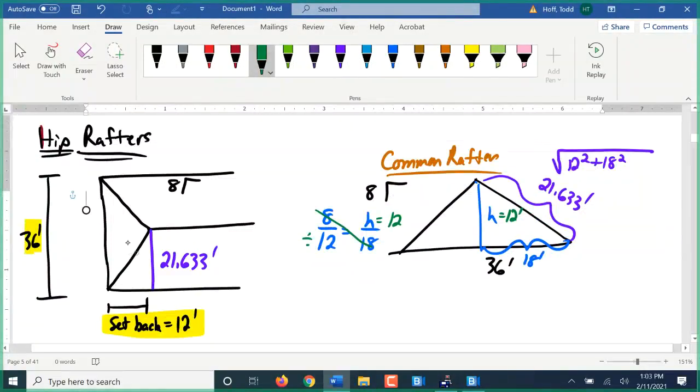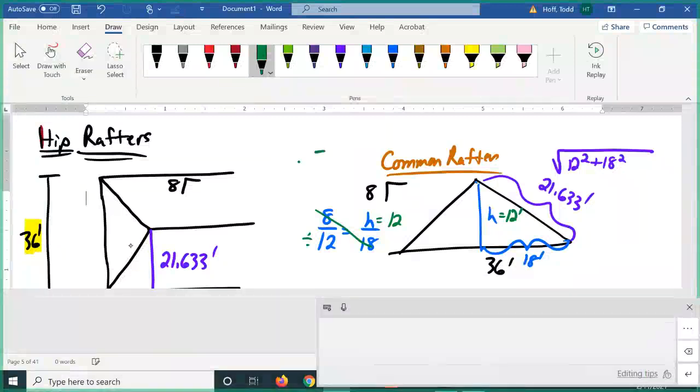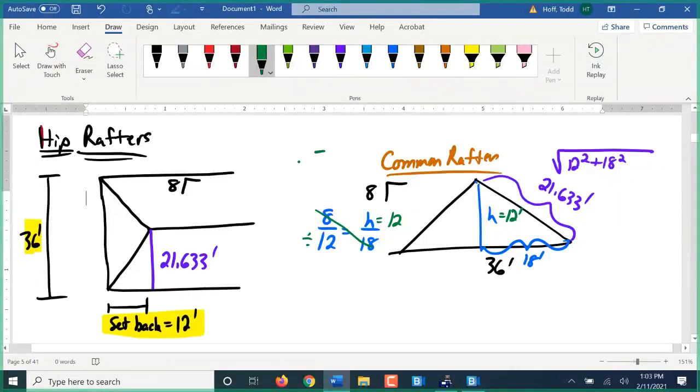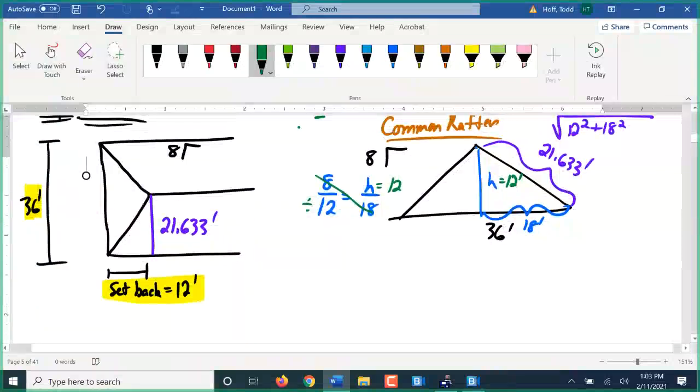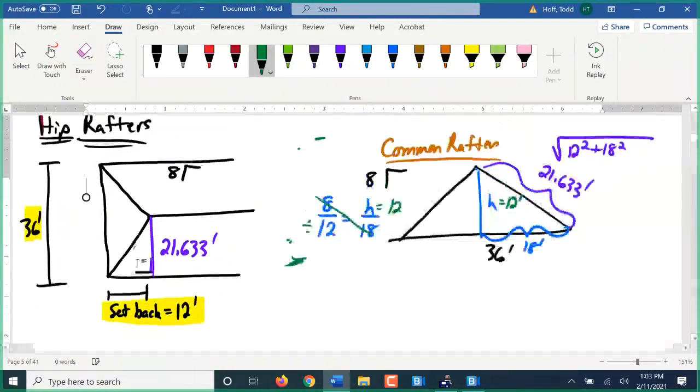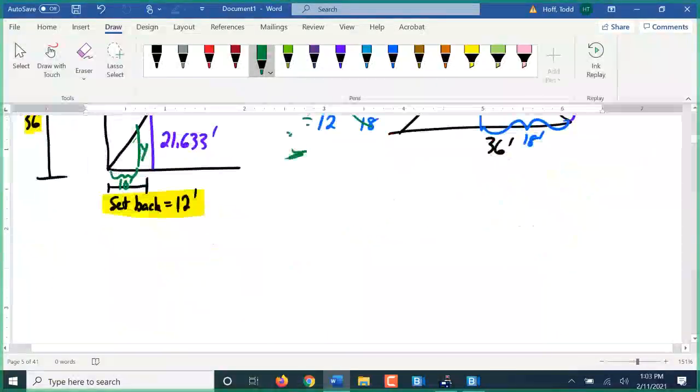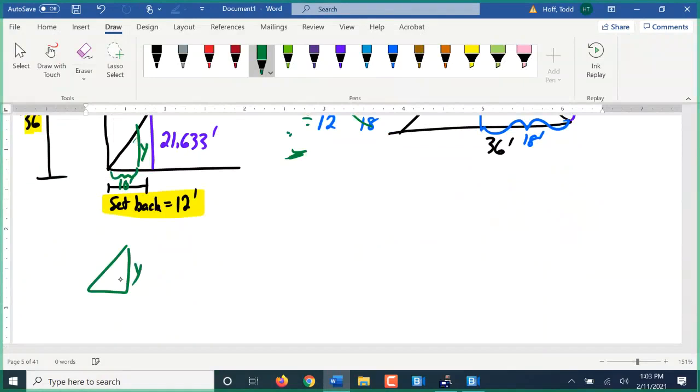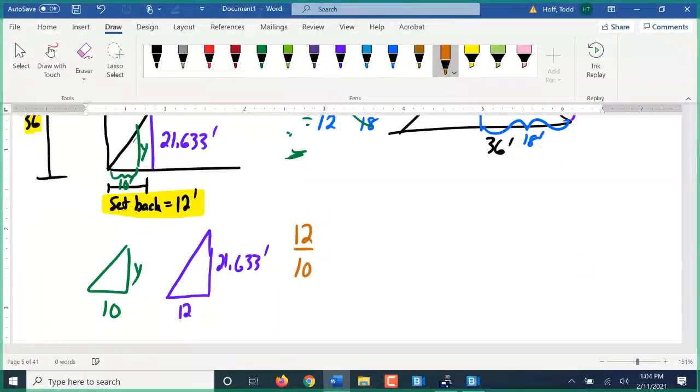I'll call this next piece here Y. We know this distance is going to be 10 feet if we have 2-foot spacings. Y and 10, and then I've got the larger one. It's my setback of 12 feet and 21.633 feet. So I have the proportion. 12 goes to 10 as 21.633 goes to Y.